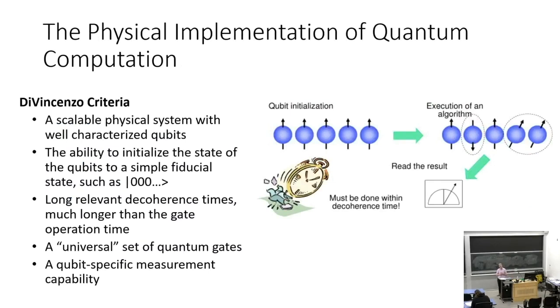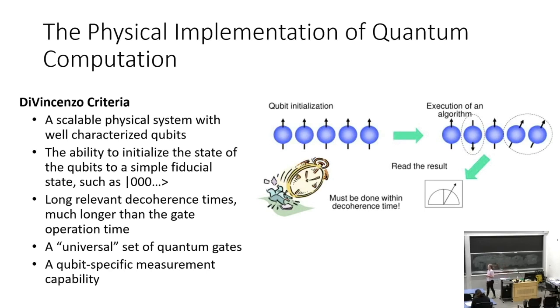All right, so when we think about physical implementations of quantum computation, one of the key papers in the field was written by David DiVincenzo, who's a researcher at IBM, where he laid out five requirements for the implementation of quantum computation, and they're listed here. So criterion number 1 is a scalable physical system with well-characterized qubits. Number 2 is the ability to initialize the state of the qubits to some simple initial state, like all the qubits in their ground state.